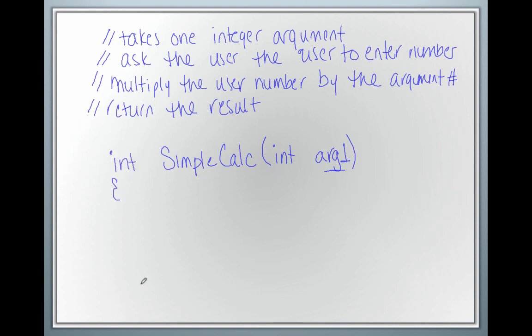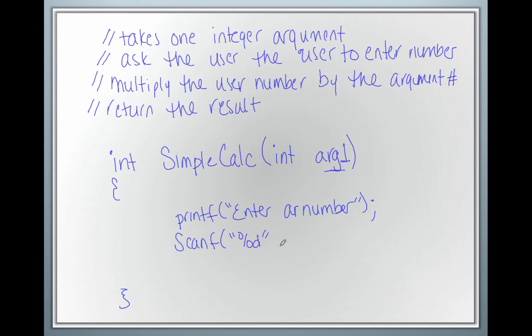So now let's see what happens. This is the function definition, so we need to figure out how to implement this function. We need to ask the user to enter a number, so we will say printf, enter a number, and then scanf, since it's an integer, it would be %d.